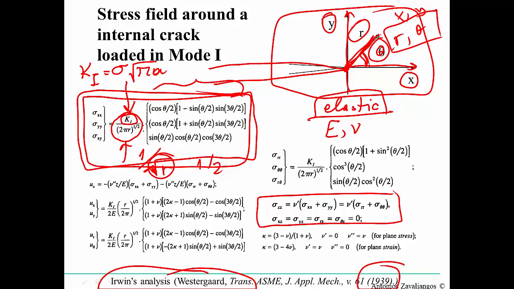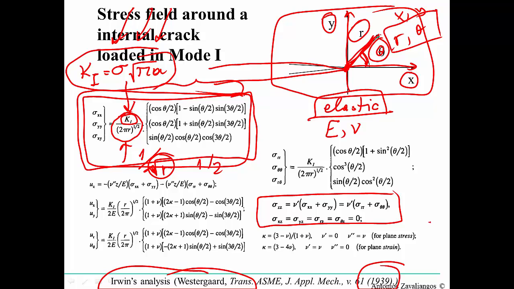Second, every stress is proportional to the stress intensity factor. So this factor is a very important parameter of this problem. It governs, if you wish, the stress intensity in front of the crack tip. I guess that's why they call it a stress intensity factor. And it's exactly the same factor that enters into every stress in the vicinity of the crack tip. Okay, so keep this in mind.